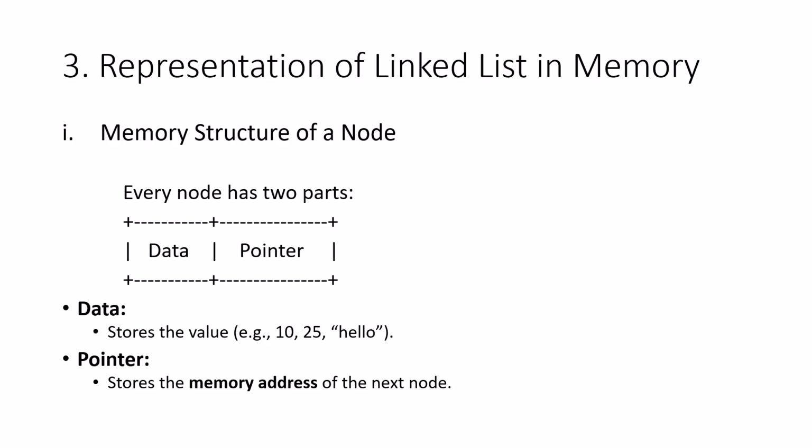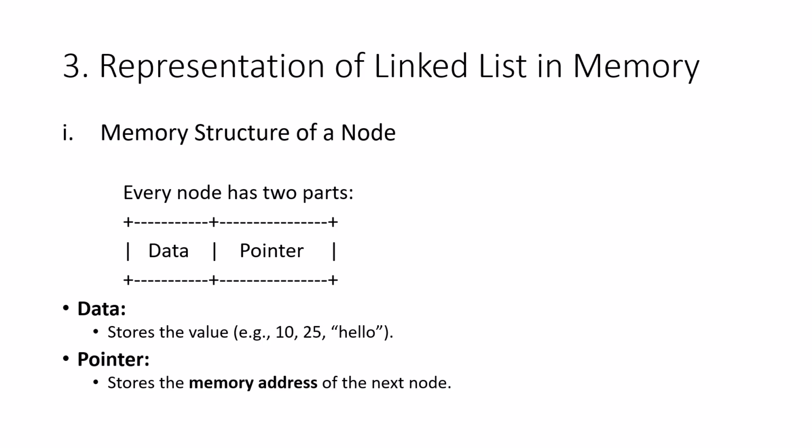Now let's look at the memory structure of a node in a linked list. Every node is divided into two parts. The first part is the data field. This is where the actual value is stored, for example, numbers like 10 or 25, or even text like hello.